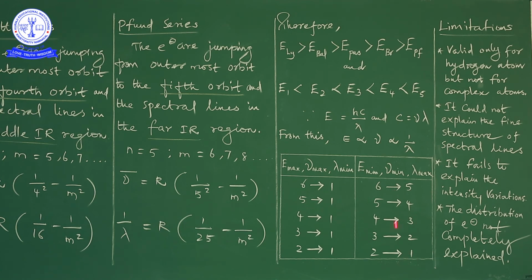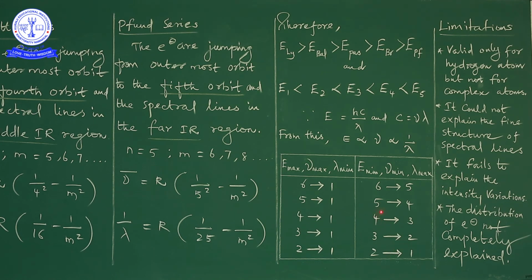So among these 5 categories, maximum wavelength, minimum frequency, minimum energy leads here. So for these 5 categories, rank number 1 is 6 to 5, rank number 2 is 5 to 4, rank number 3 is 4 to 3, rank number 4 is 3 to 2, rank number 5 is 2 to 1.